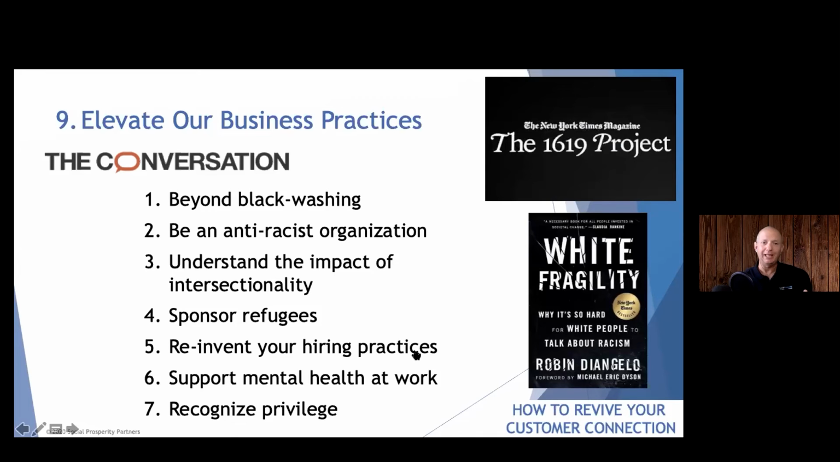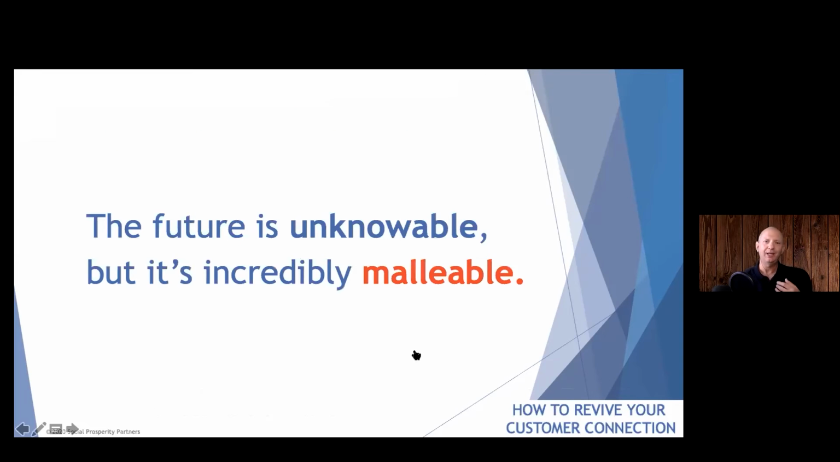I'm still working my way through the book, White Fragility. If you haven't listened to the 1619 Project, these are good places to start if you're not there already. My key point here is to say that for all of us, the future is unknowable, but it's incredibly malleable. We have the chance to do a lot with it.